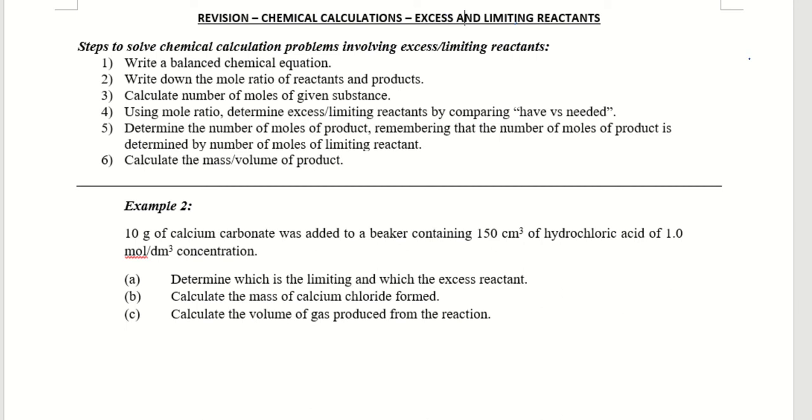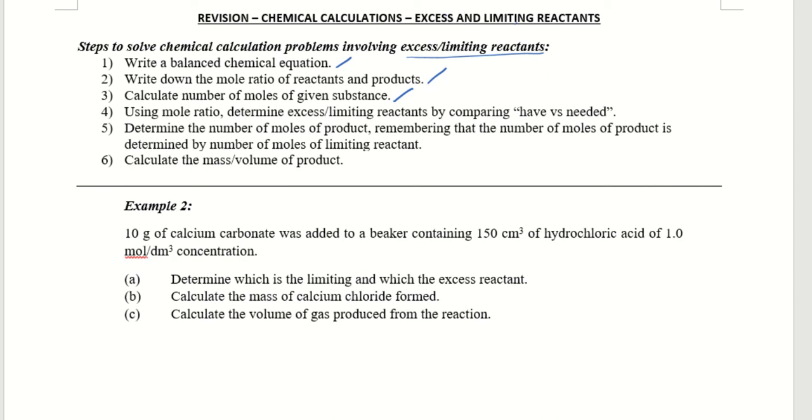So let us do a quick revision. In order for us to solve these problems involving excess and limiting reactants, we first start off with writing a balanced chemical equation for the reaction. We write down the mole ratio of the reactants and the products, and we will always be given certain information on the reactants, and from there we can calculate the number of moles of the given substances.